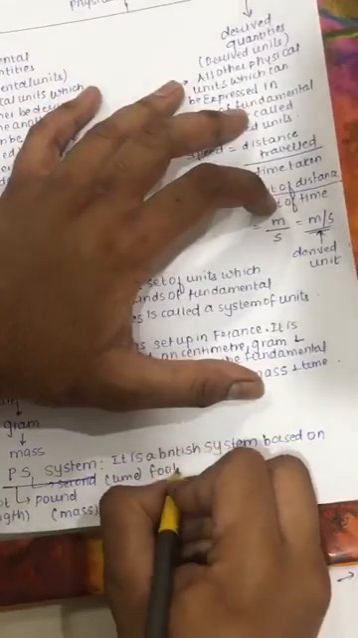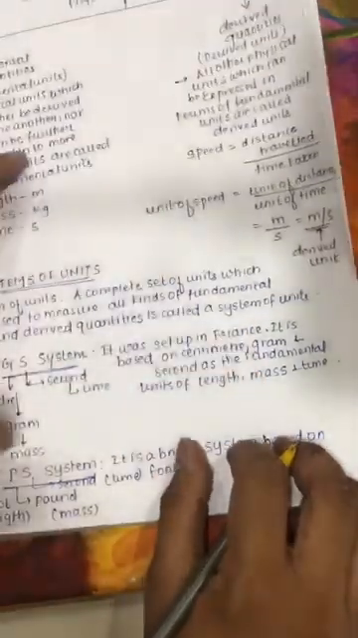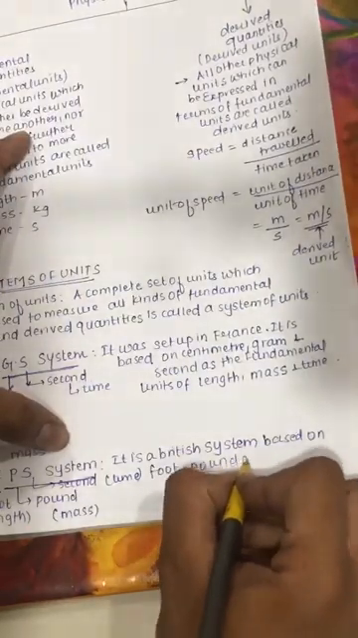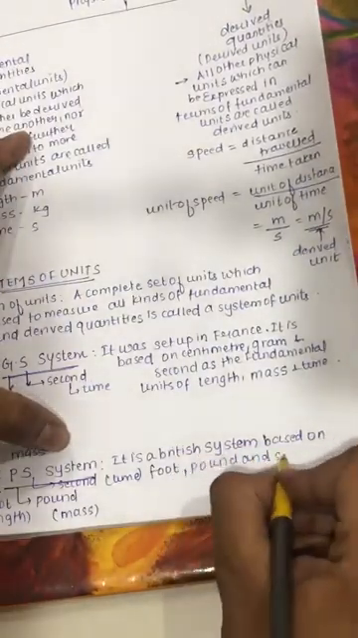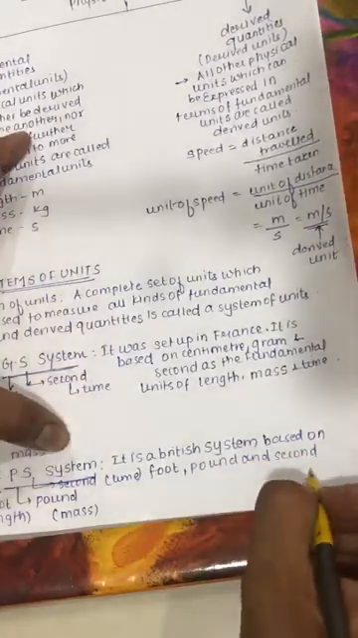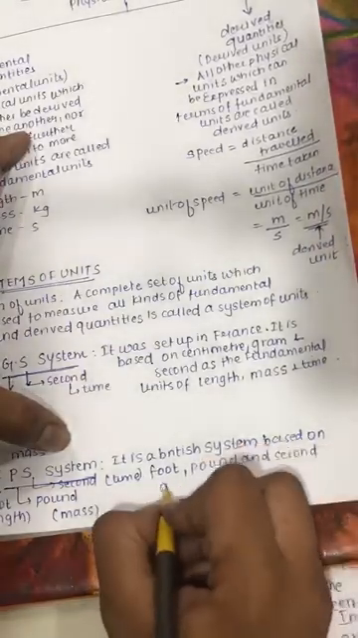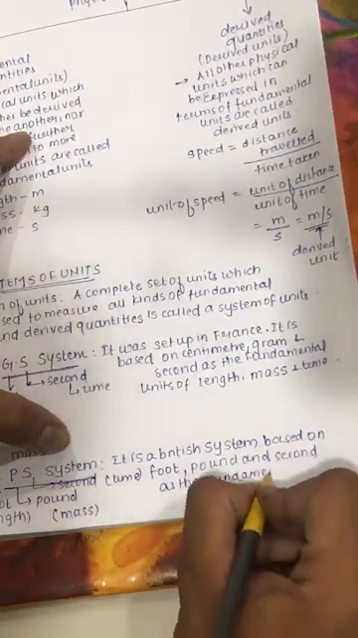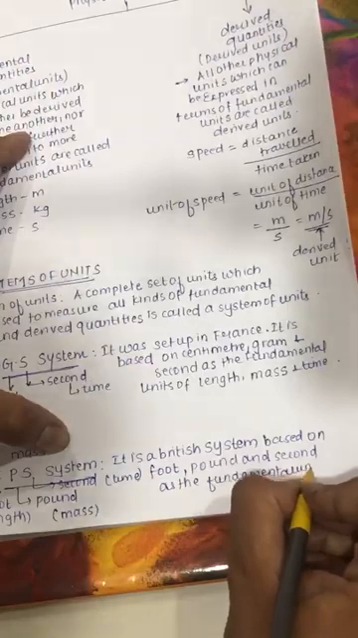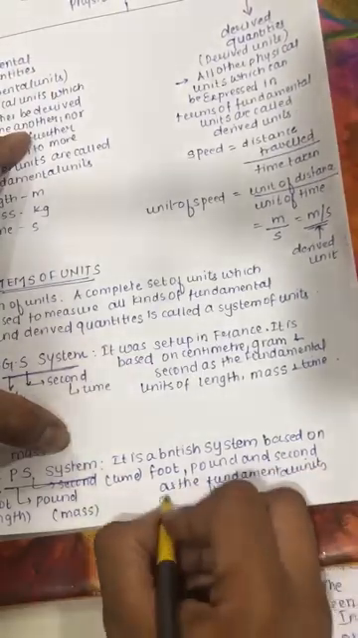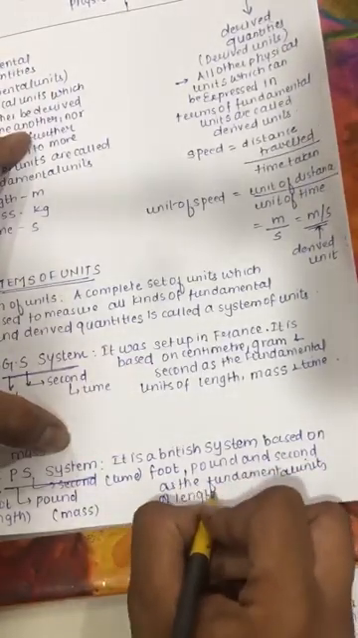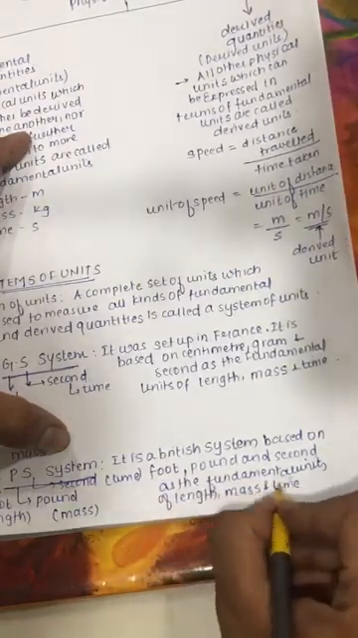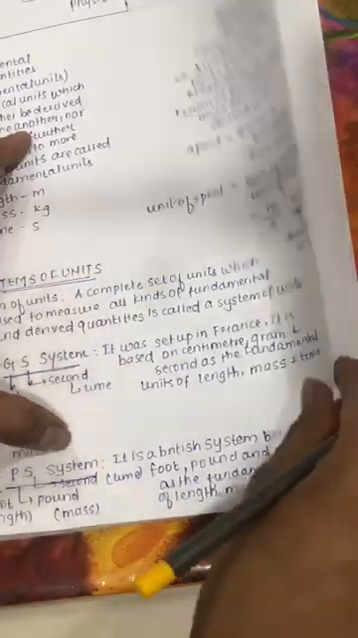It is a British system based on foot, pound, and second as the fundamental units of length, mass, and time respectively.